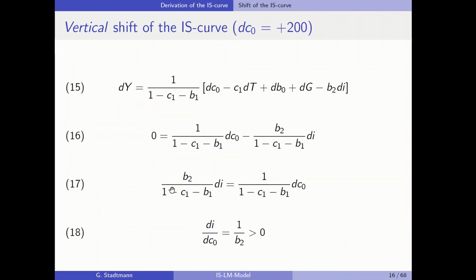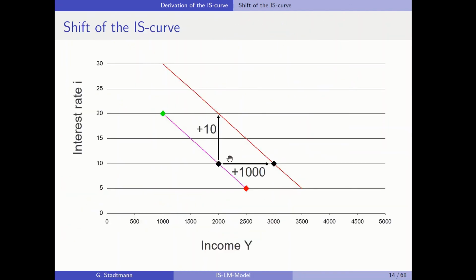In the next step, I would like to talk about the vertical shift of the IS curve in case that the autonomous component of consumption increases by 200 units. Like the vertical shift, we have to ask ourselves, what about the GDP level in case that I compare this black dot here and this dot? The GDP level is always equal to 2000, so the GDP level does not change when we talk about the vertical shift. We are interested by how much the IS curve shifts upwards or downwards.